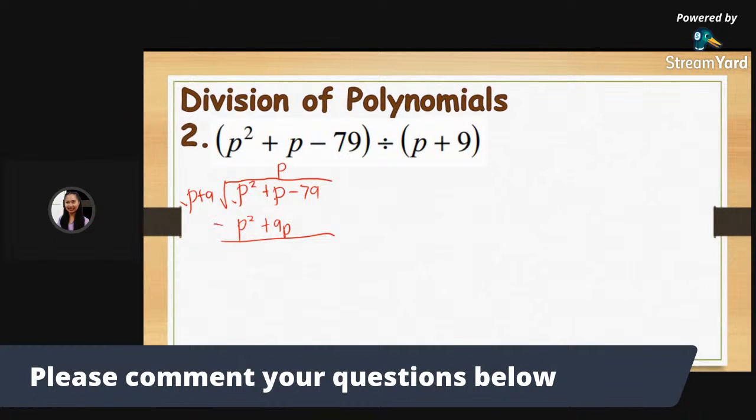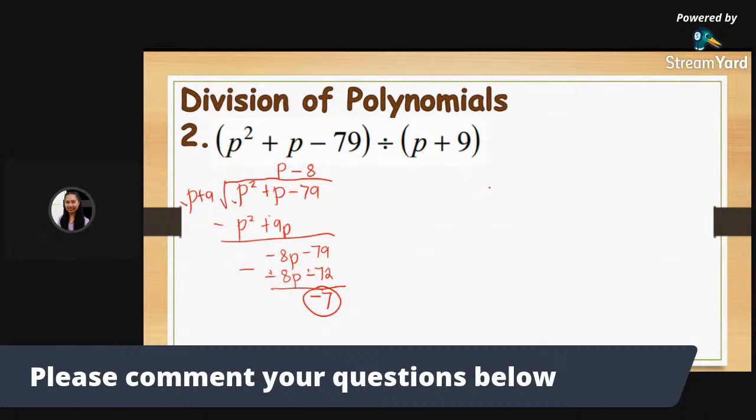Then all you have to do is subtract them. So p minus 9p, then we get negative 8p. Bring down your negative 79. Negative 8p divided by p, we get negative 8. Then negative 8 times p, we get negative 8p. And negative 8 times 9, we get negative 72. And so, if we are going to subtract them, we have to change the sign of our subtrahend and follow the addition rules on integers. So we get 0 here, and negative 79 plus 72 is negative 7. So our remainder will be negative 7.